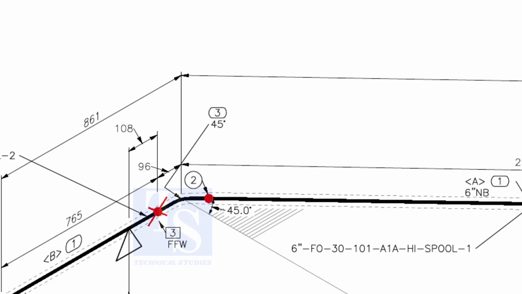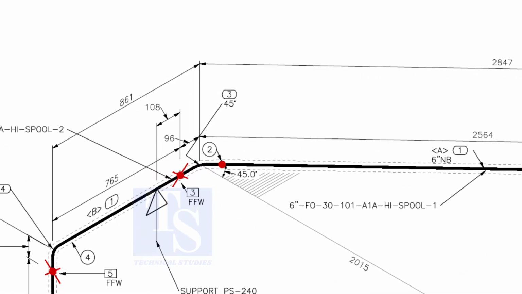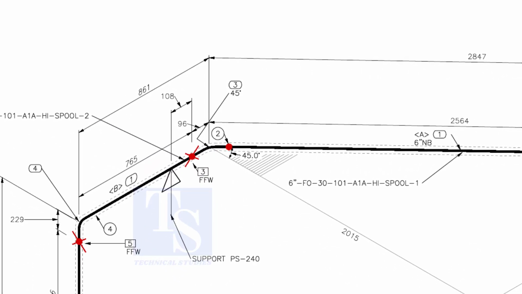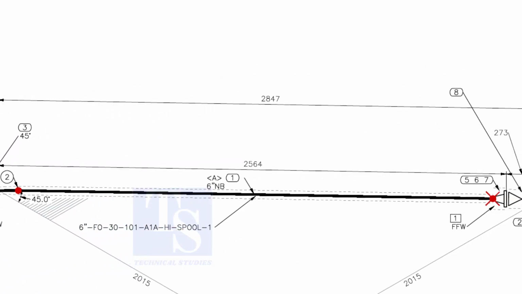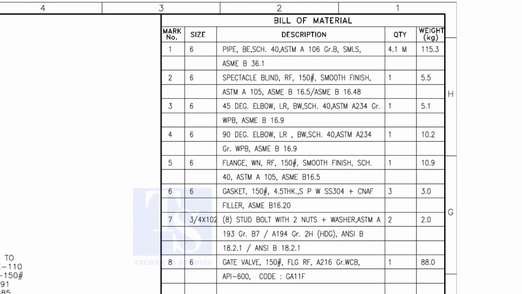In my previous video, I had told, a horizontal shade line means the rolling of the pipe will be horizontal. Another important thing to know is the details of the elbow. Item number 4 and item number 3 are elbows. Let us check the details. Item number 3 is 45 degree and item number 4 is 90 degree.